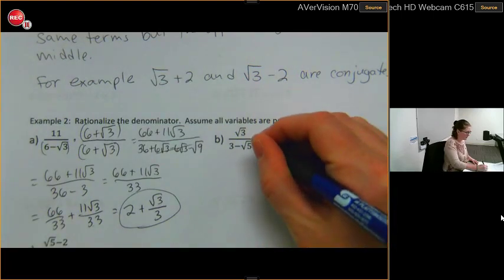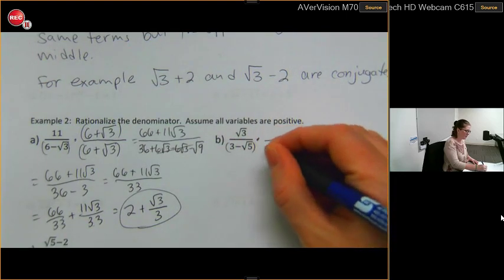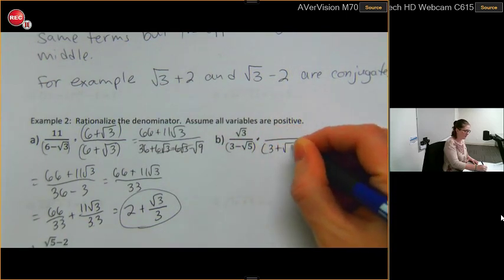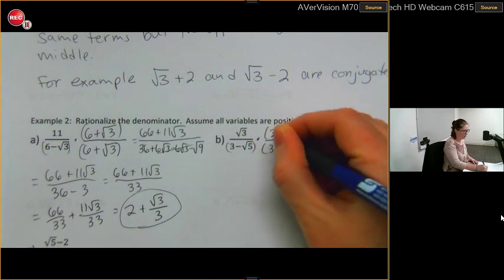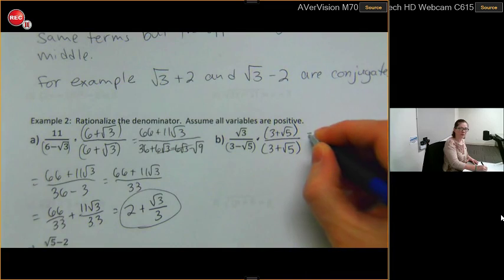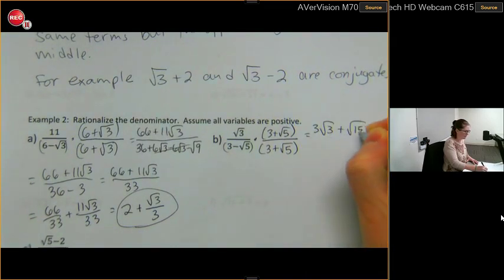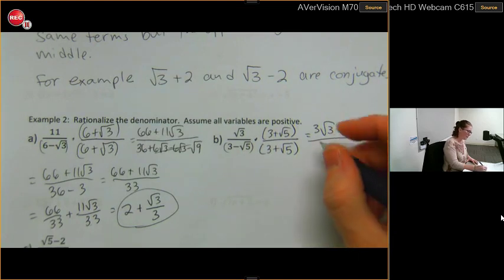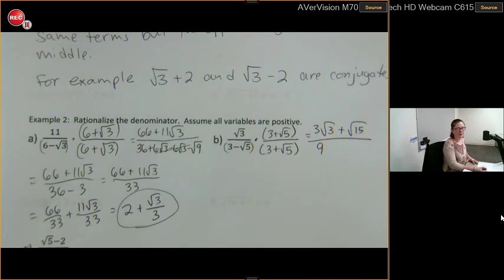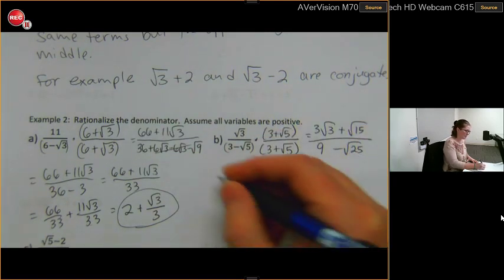So part B, kind of the same deal here. We have 3 minus the square root of 5, so I'm going to multiply by its conjugate, which is 3 plus the square root of 5. So the numerator is a distributing problem. The denominator is a FOILing problem. Now I know the outside and the inside are going to cancel, so I'm not even going to write those. I'm just going to do first and last.